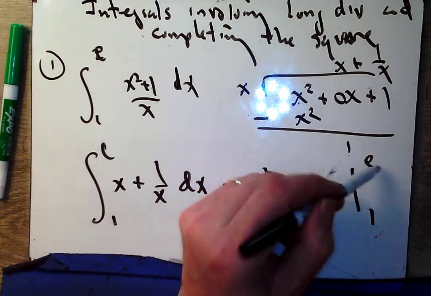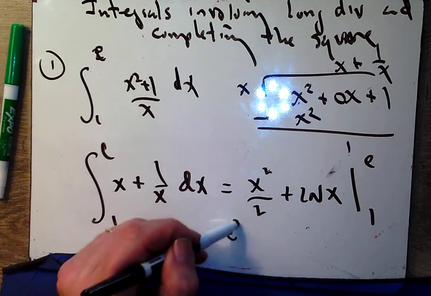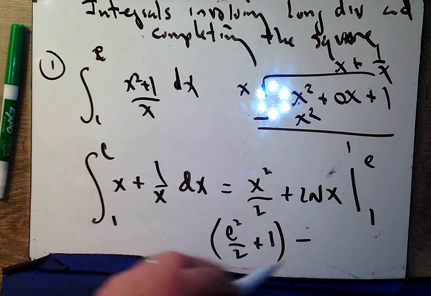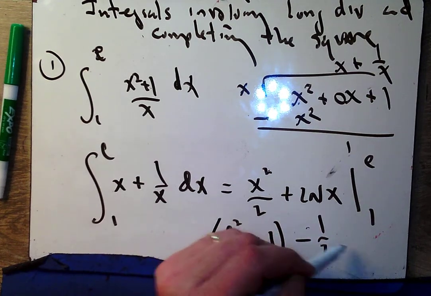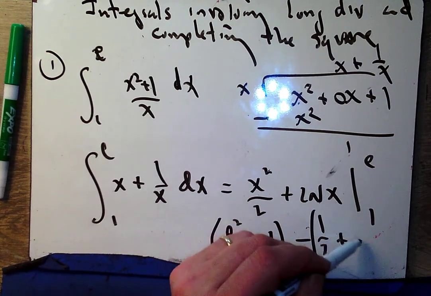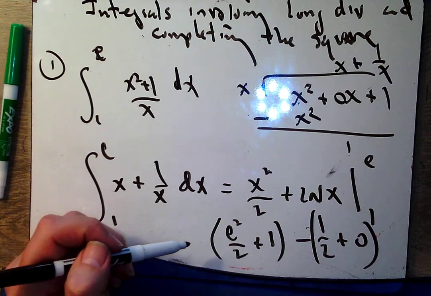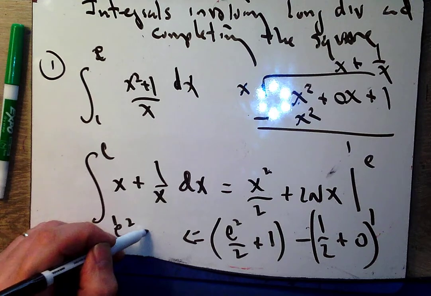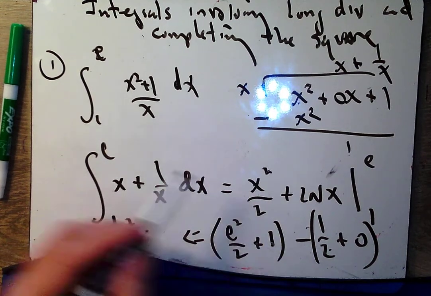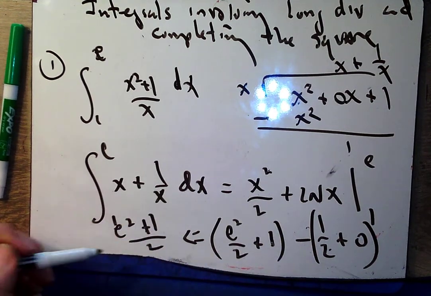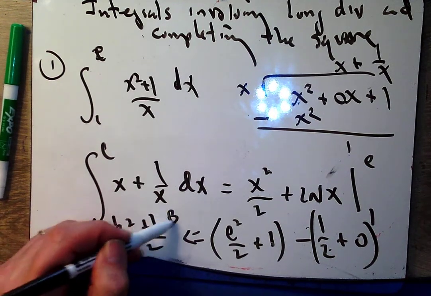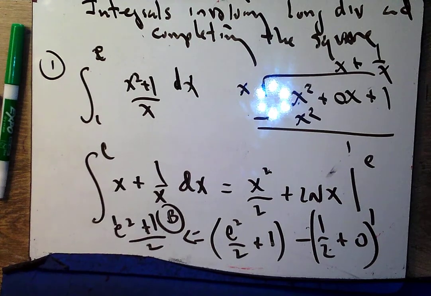And we're going from 1 to e: e squared over 2 plus ln of e, which is 1, minus 1 half plus 0. So that's going to be e squared, 1 minus a half is 1 half, over that 2. And it's a plus, and that's choice B. B for number 1. Okay, number 2.